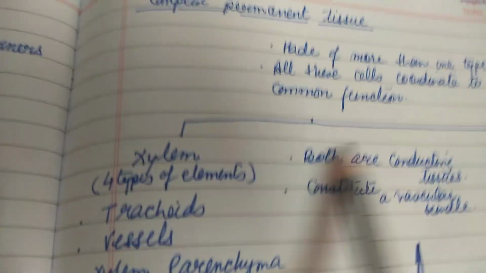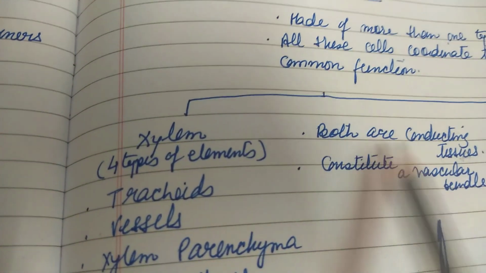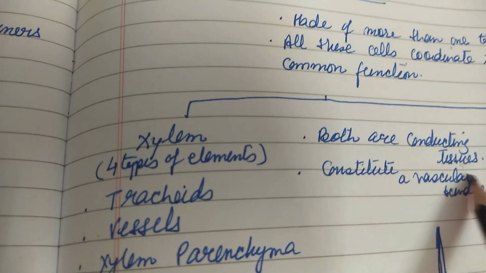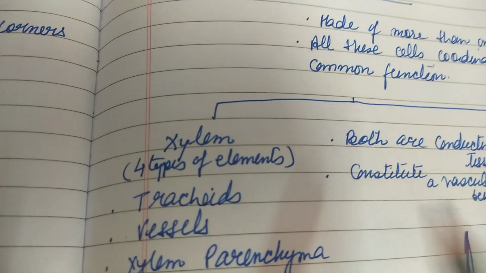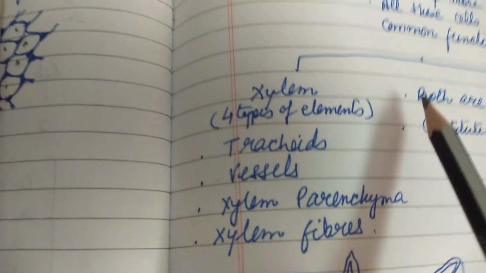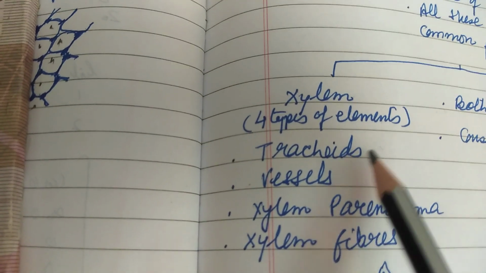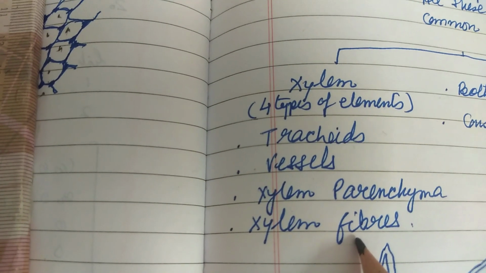Right? So they both are conducting tissue. Conducting tissue means they conduct something, right? And they both constitute a vascular bundle. We will study more about vascular bundle when we study the stem and root. So first we'll take the xylem. In xylem there are four types of elements. If we name them, they are tracheids, vessels, xylem parenchyma and xylem fibers.